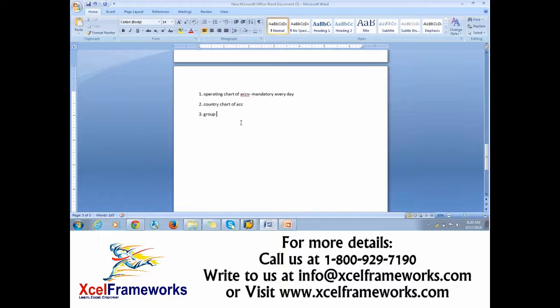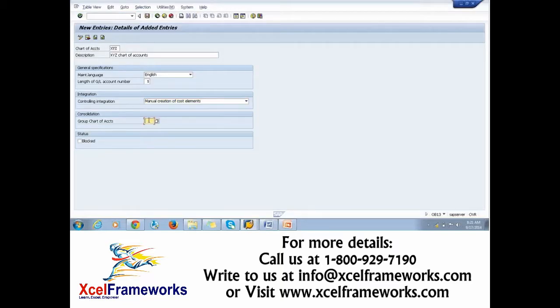Okay. So now we come to group chart of accounts. Group chart of accounts is used when you are using consolidation. Only when you are using consolidation will you be using group chart of accounts. So if you are using consolidation, then give group chart of accounts, otherwise it is not required.